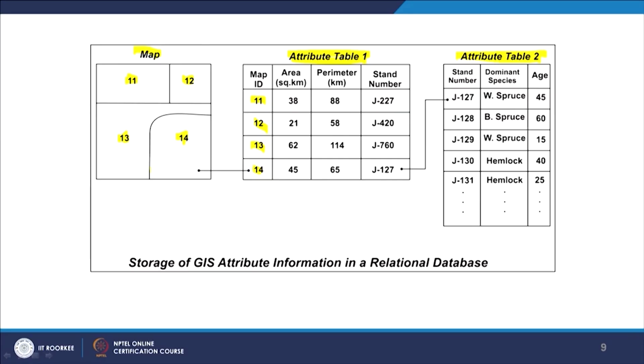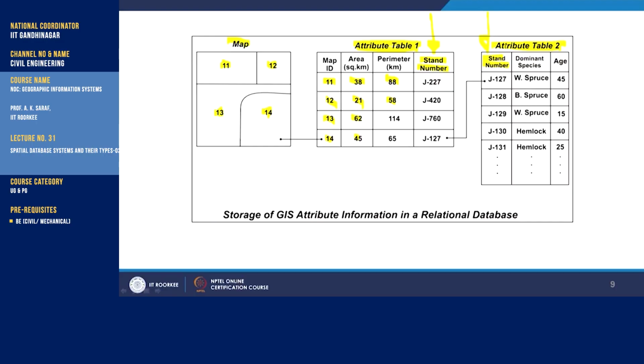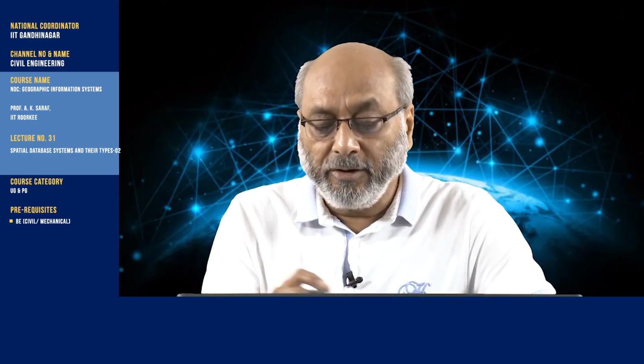Then for each of these polygons, I have area information, perimeter information, and a unique field which is the stand number, a common entity which I am looking for. So this is my common entity, the stand number, because this stand number is also given in table 2 in the same characteristics or same format, if we talk from an Excel point of view. That field or column has the same format. If it is there, then I can correlate or relate these two tables very easily.